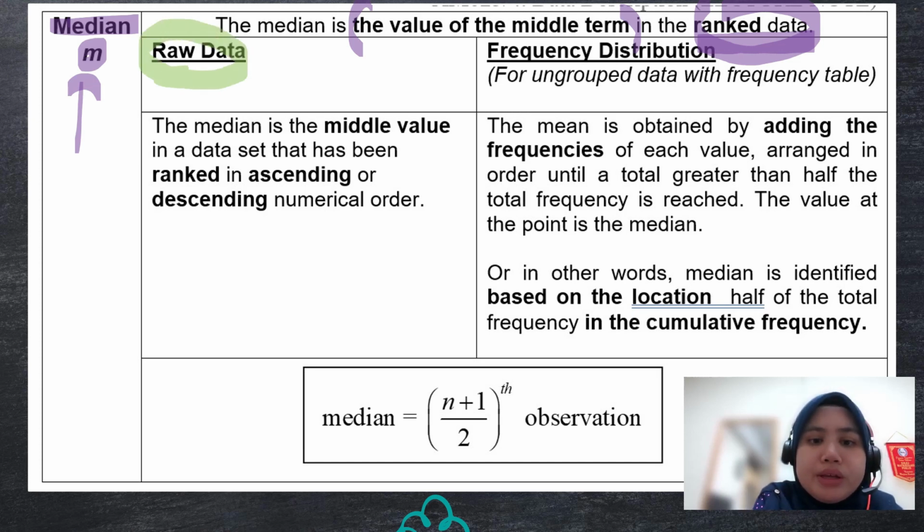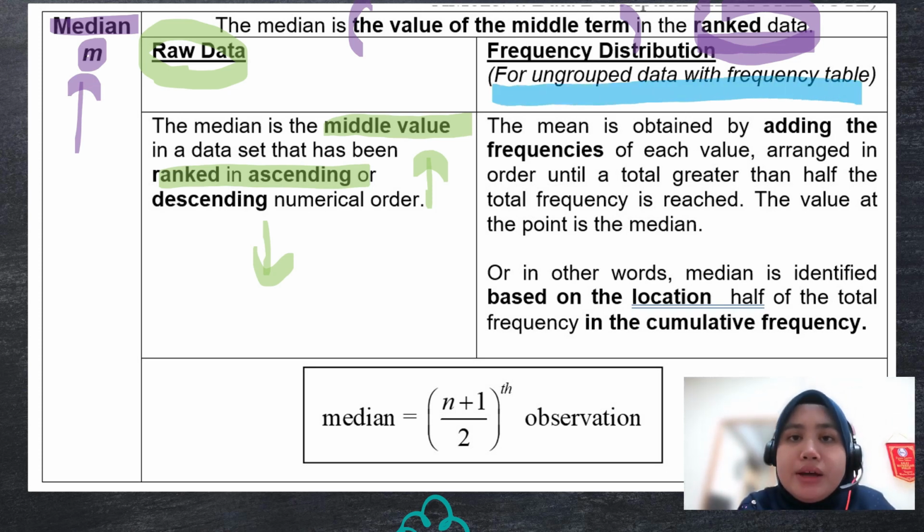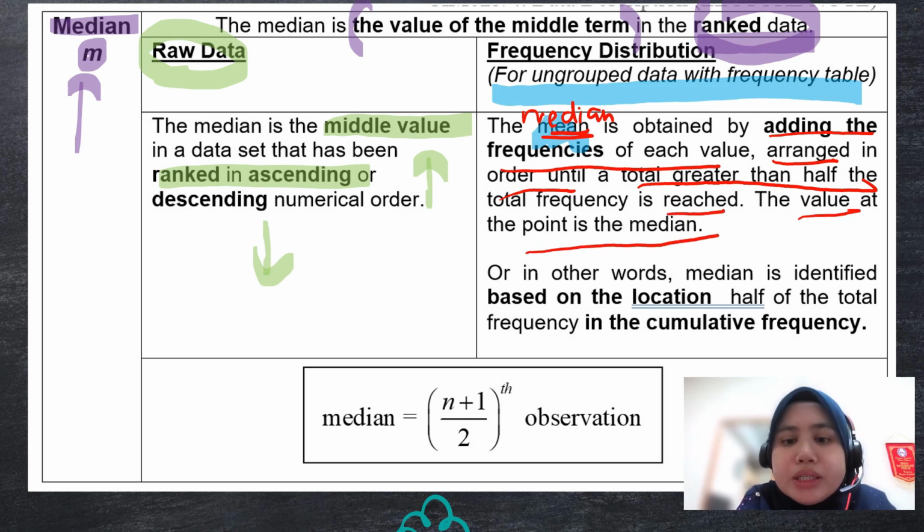First is raw data. If your data comes in raw form, the median is the middle value in the data set that has been ranked in ascending or descending numerical order. Next, for frequency distribution, still ungrouped data with a frequency table, here is the median. Typo there, let me make a correction. The median is obtained by adding the frequency of each value, arranged in order, until a total greater than half the total frequency is reached. The value at that point is the median.